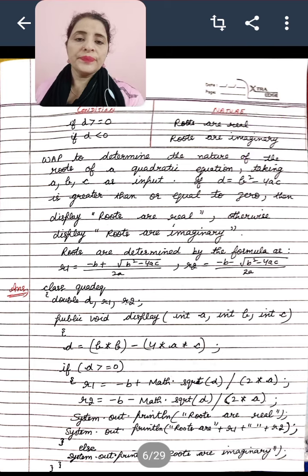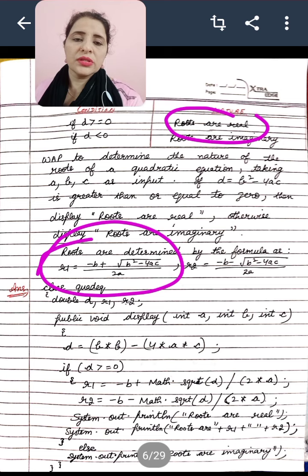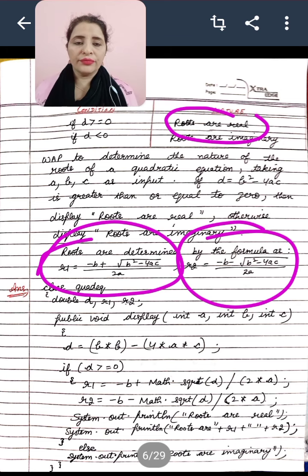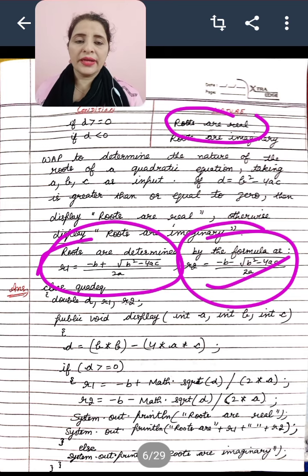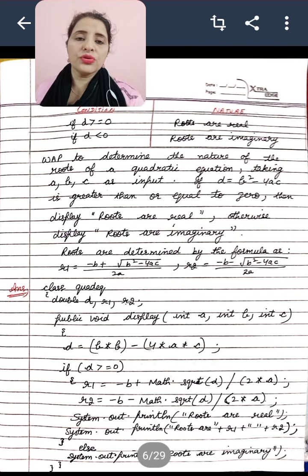This is the question. And if the roots are real, then these two roots you have to display also. R1 is minus b plus under root b square minus 4ac upon 2a, and R2 is minus b minus under root b square minus 4ac upon 2a. So these two roots you have to print if the roots are real.